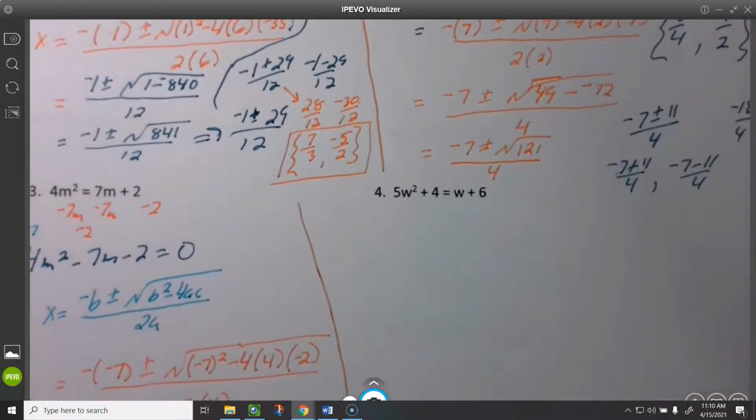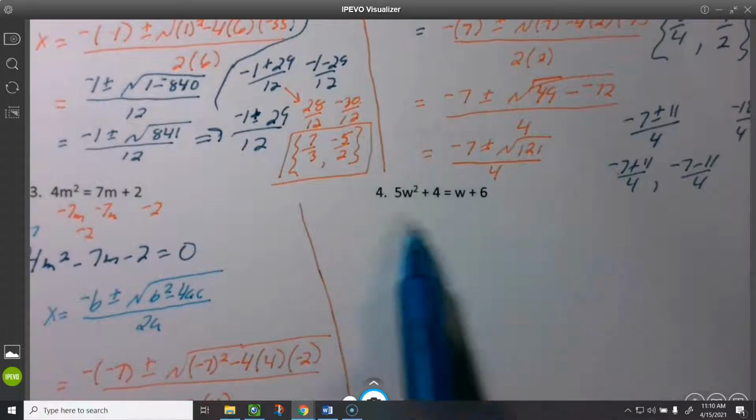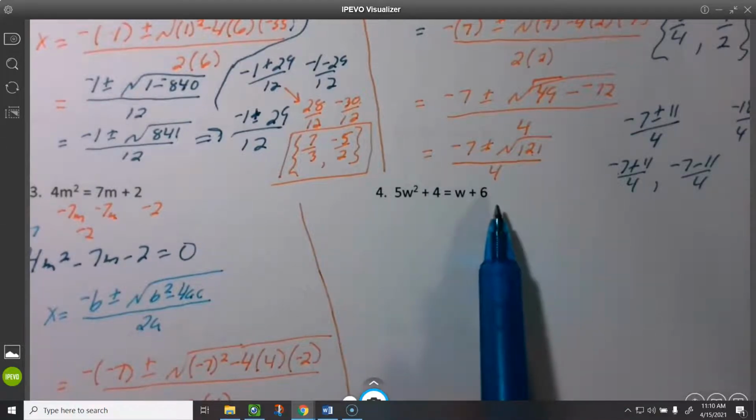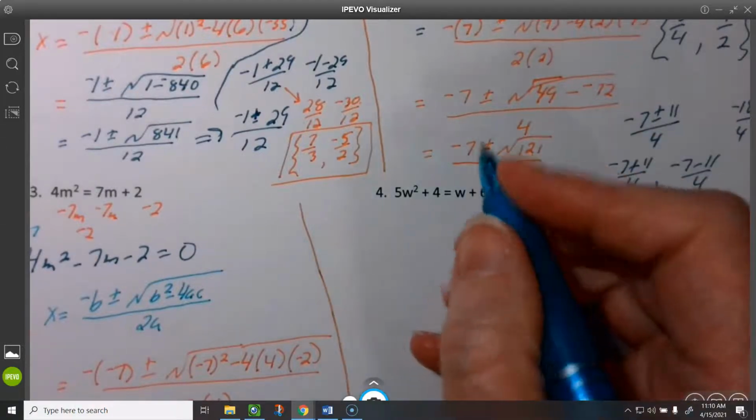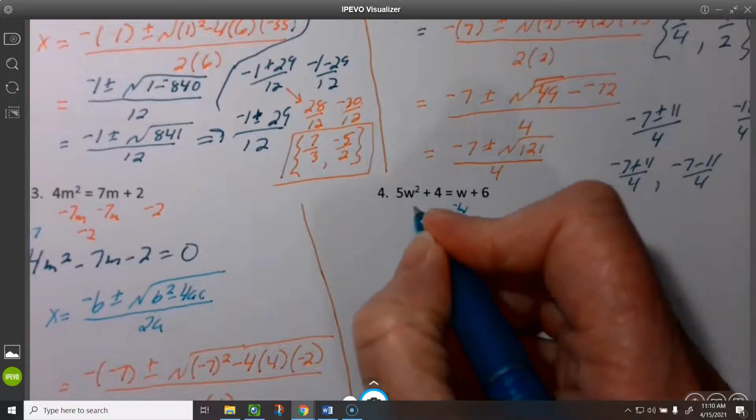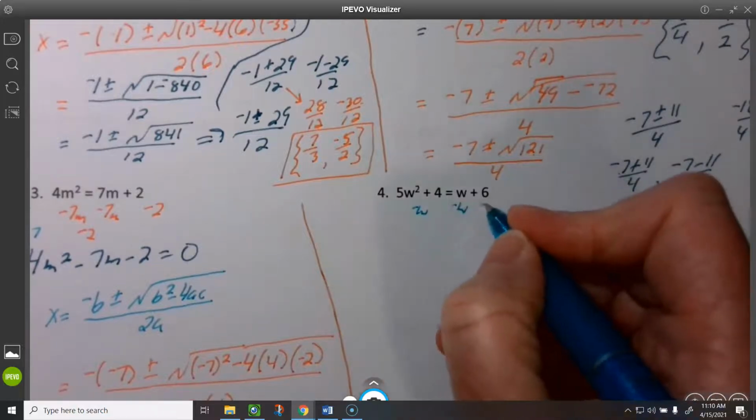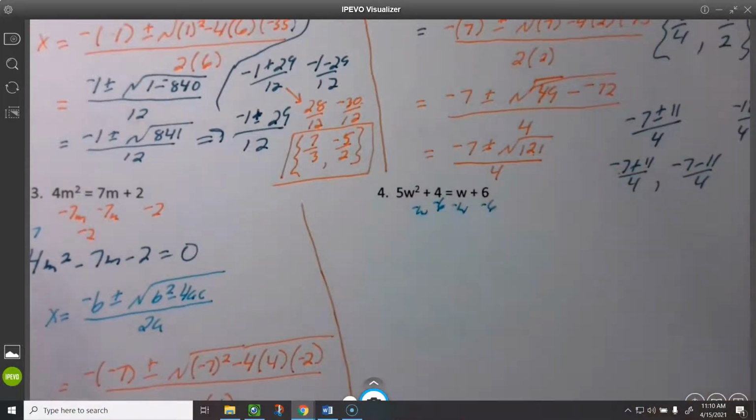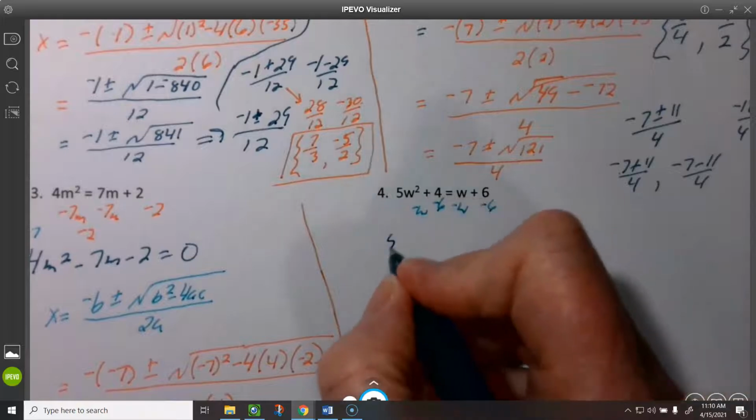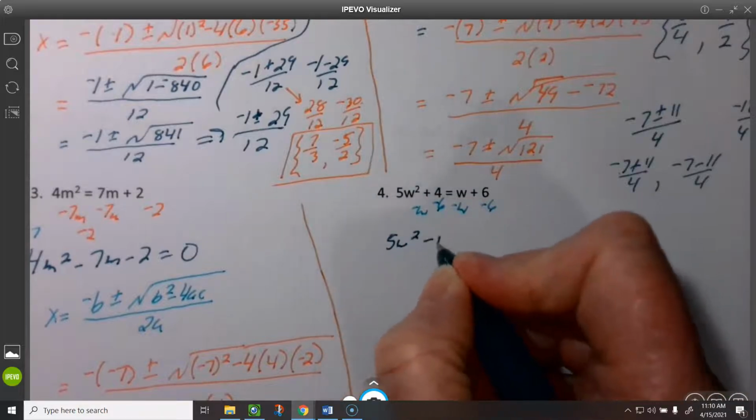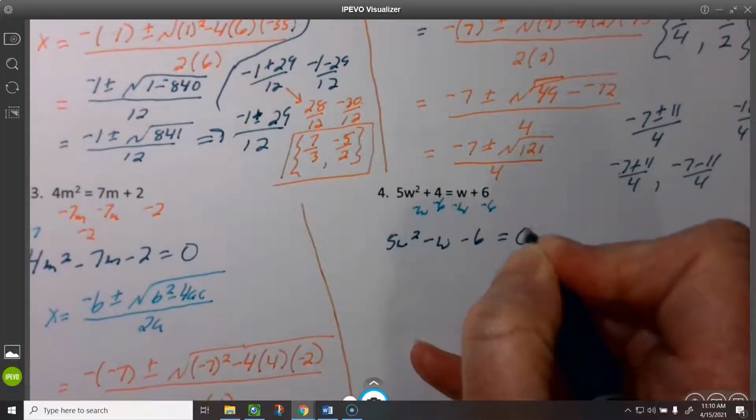Okay, I want you to start it on your own. Write down what... Oh, wait, no, hold on. What do we need to do first with this? Look at this. Do we have 0 on one side? No, we do not. So we need to move everything over. So I'm going to move the W over. Nothing to combine that with. But look at that, negative 6. I can combine that with the 4. So I get 5W squared minus W minus 6 is equal to 0.